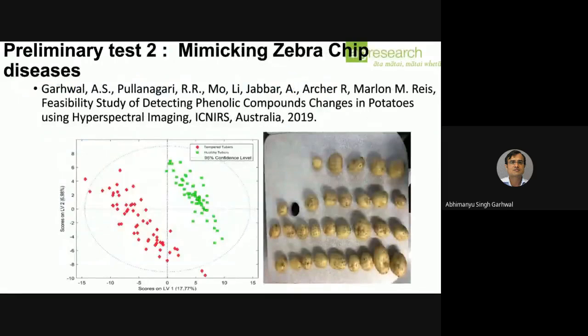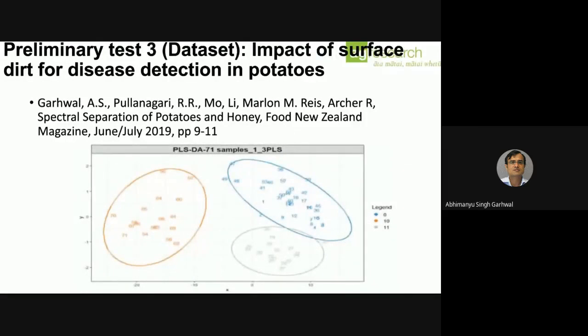After that, we tried to mimic the zebra chip disease by tampering the potato using a needle to develop the zebra chip disease pattern, and we can see we can easily segregate the tampered and healthy potatoes with a 95% confidence level.